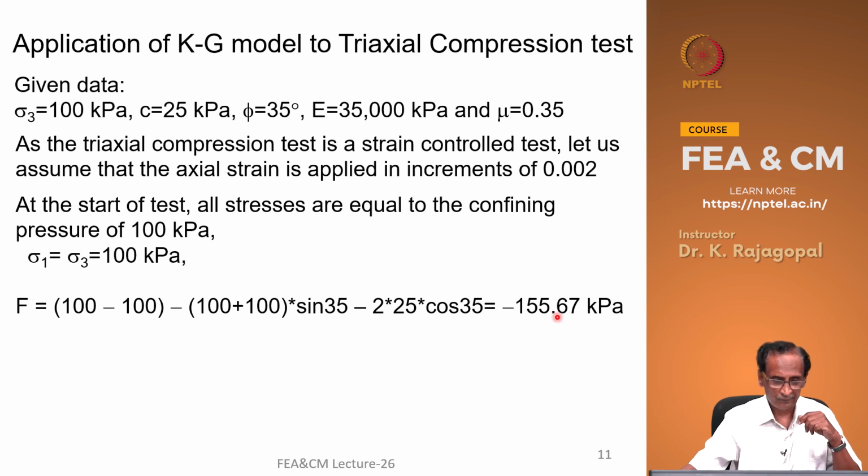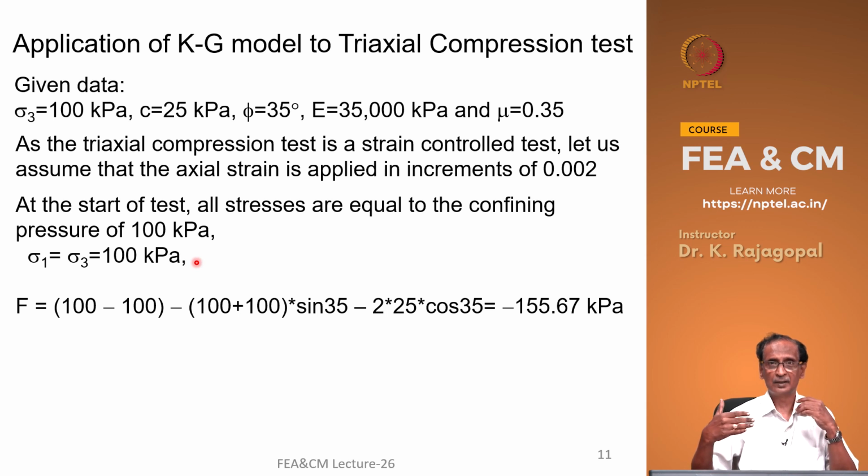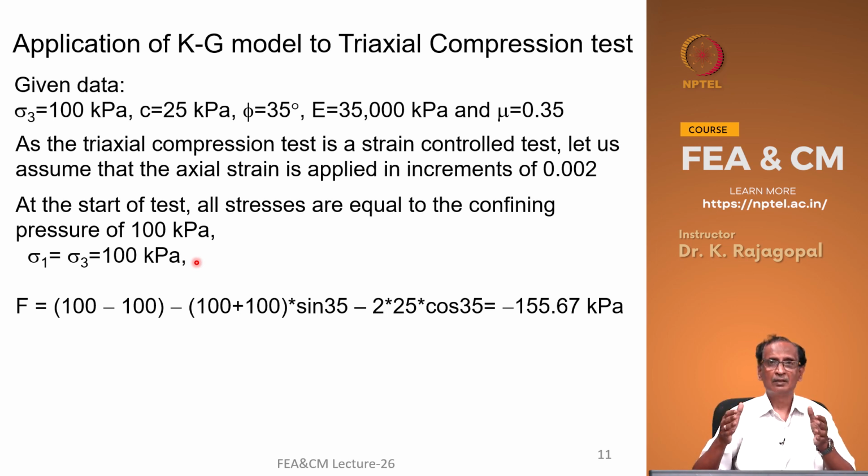So, our F, the yield function value, is negative. That means that we are in the elastic state. Here in the triaxial compression test we have only two stresses. One is the confining pressure, and that is constant. It's like an axisymmetric case where we have the radial stress sigma 3 and then the vertical stress sigma 1, and we can work in terms of these two stresses that will completely describe the stress state within the triaxial compression test.